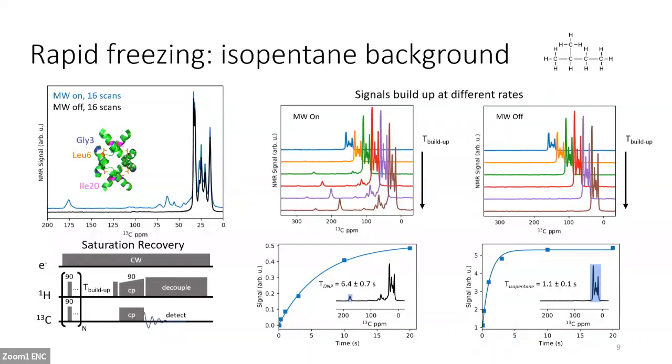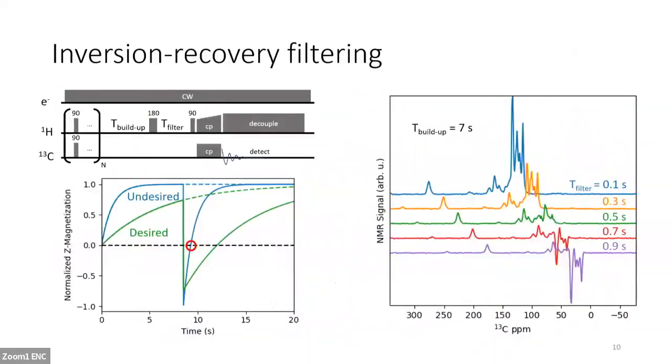Since the signals build up with different times, we can eliminate the isopentane signal by introducing an inversion pulse on the proton channel before we carry out CP, and then do all of our experiments at the null point of the isopentane signal and remove the background isopentane signal efficiently.